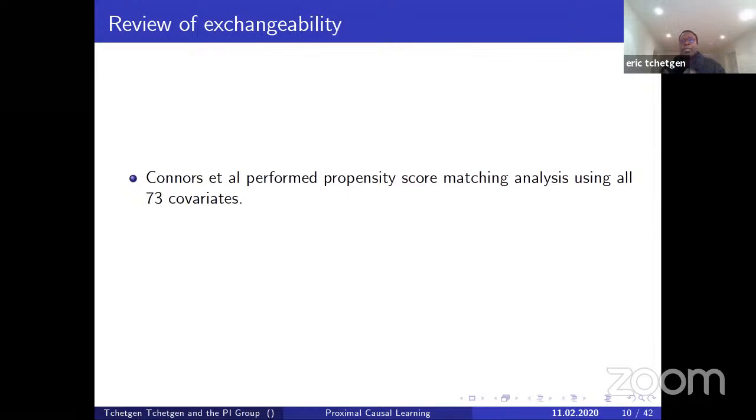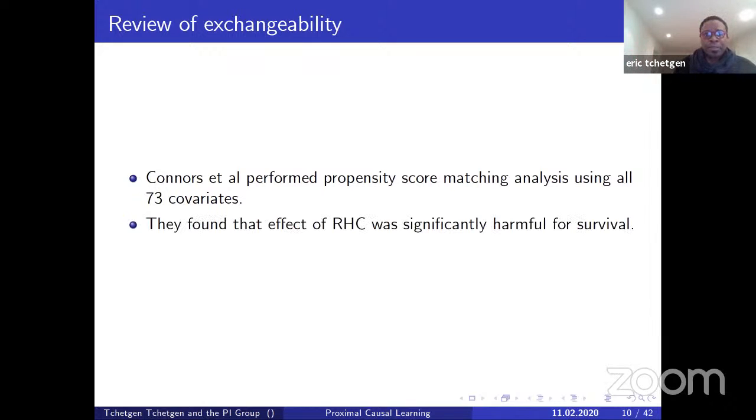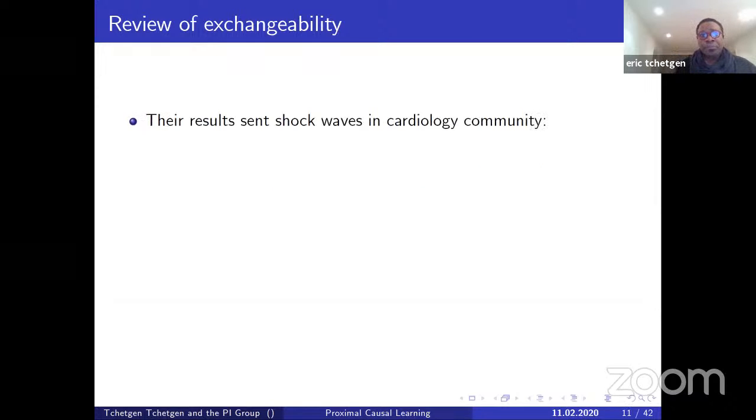The authors then performed propensity score matching, that was the analysis, using all 73 covariates in this data set. And what they found was that the effect of RHC was significantly harmful for survival. It appeared not to help the patients, but actually to harm them relative to 30-day survival. And you can imagine RHC at the time was, I believe a Nobel Prize had been won by the doctors who had developed the procedure, and there was much talk about it. And so this really sent shockwaves in the cardiology community.